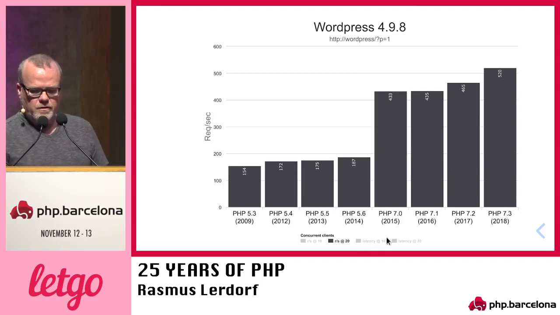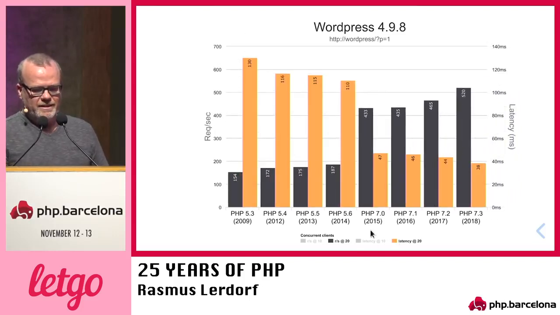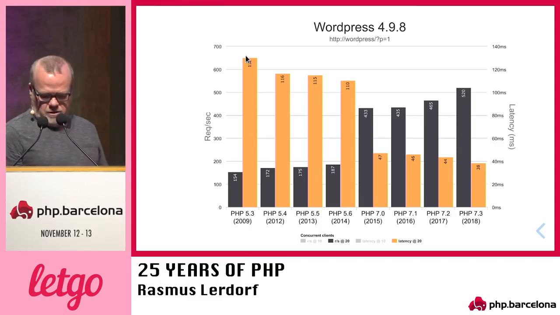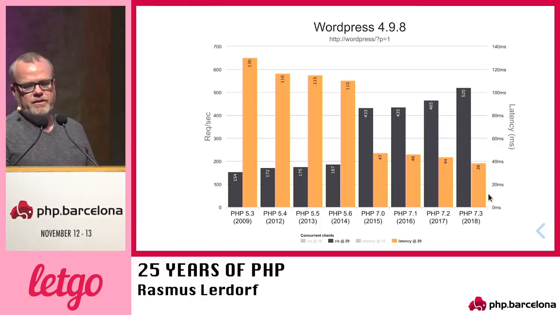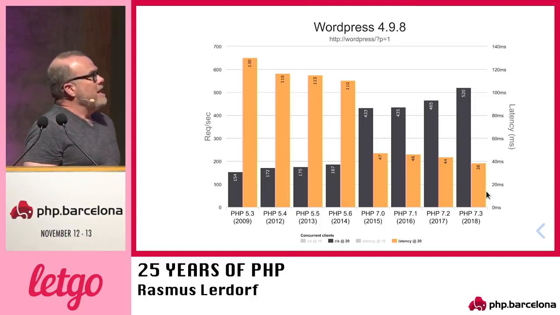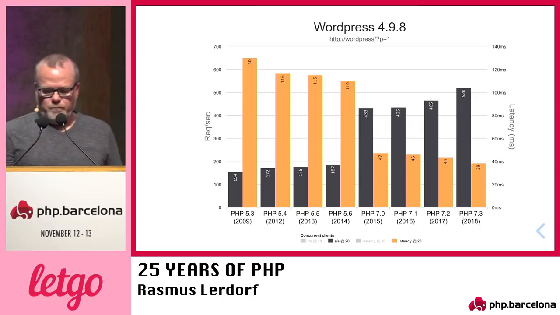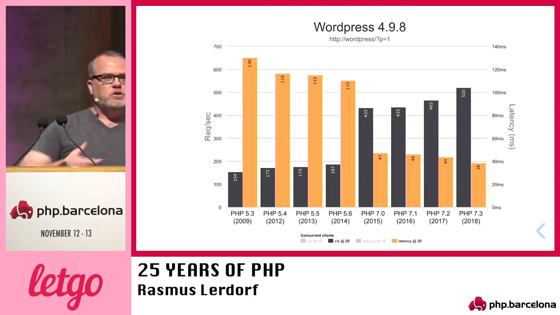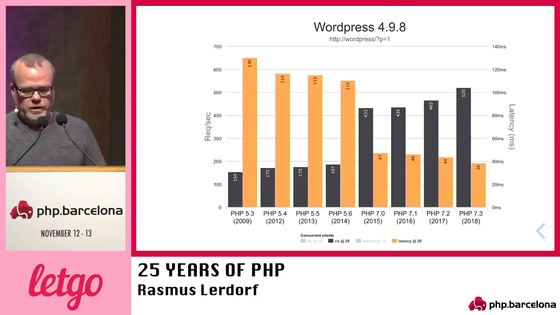And it's quite impressive. Latency numbers as well. So PHP 5.3 in 2009 would take about 130 milliseconds to render the front page of WordPress. With PHP 7.3, we have it down to 38 milliseconds, right? To do exactly the same thing, which is quite impressive, without breaking anything and without making you have to change your code at all, really, if you wrote it halfway decently.